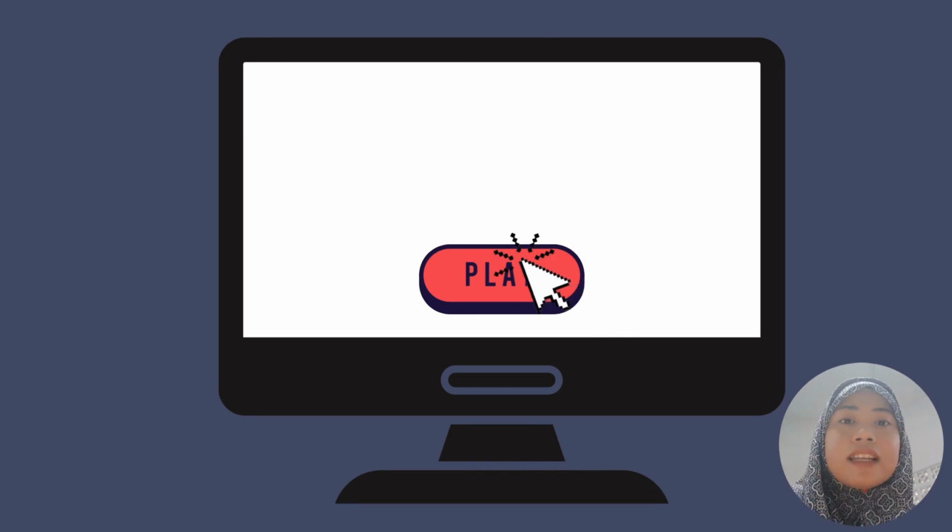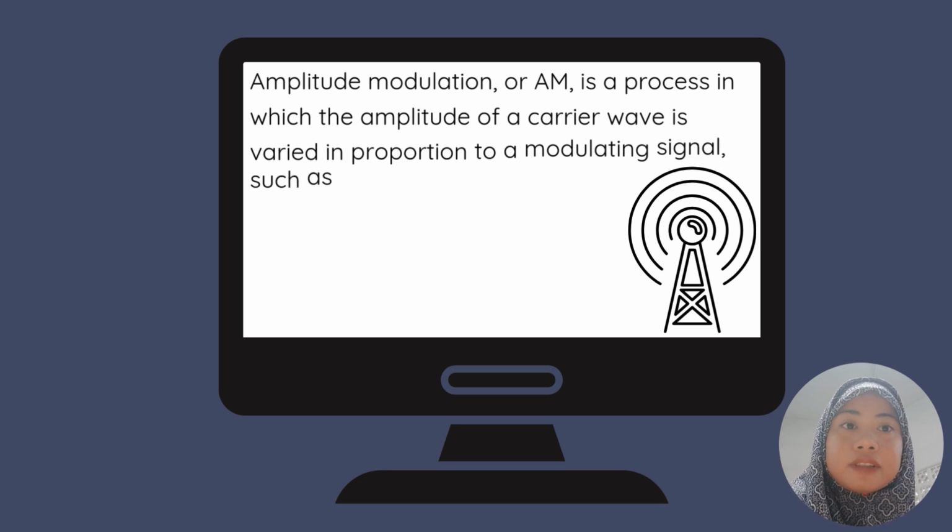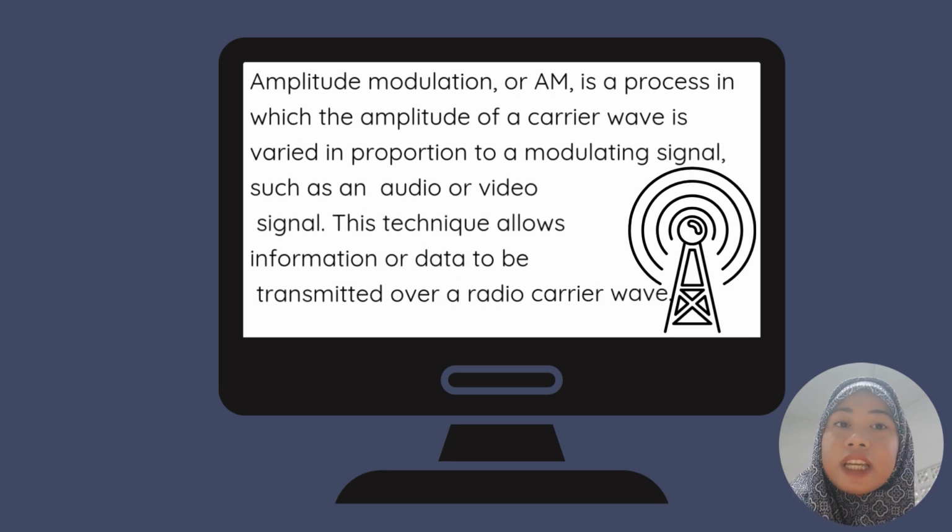So, what exactly is amplitude modulation? Amplitude modulation, or AM, is a process in which the amplitude of the carrier wave is varied in proportion to a modulating signal, such as the audio or video signal. These techniques allow the information or data to be transmitted over a radio carrier wave.